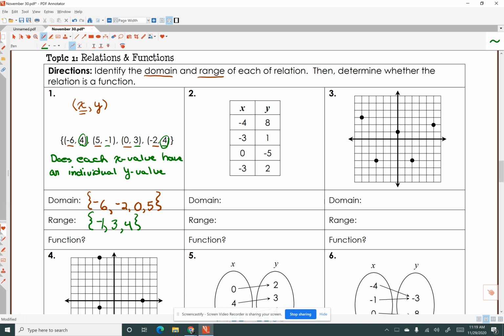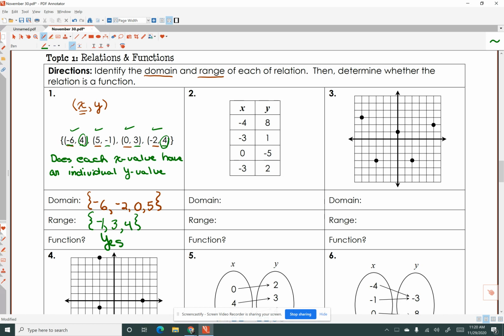Okay, so each x value can only result in one y value. A y value can show up as a result of two different x values, but each individual x value must have its own y value. So, here we have x value is -6 for a y value of 4. X value 5 for a y value of -1, x value of 0 for a y value of 3, and x value of -2 for a y value of 4. So each x value has its own y value. So that is a function.